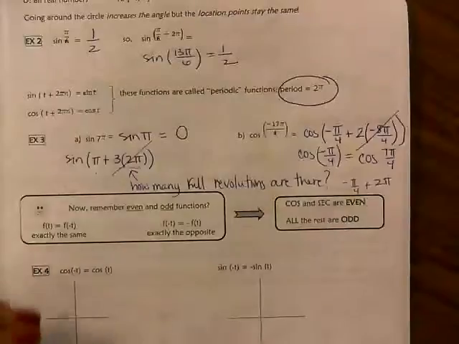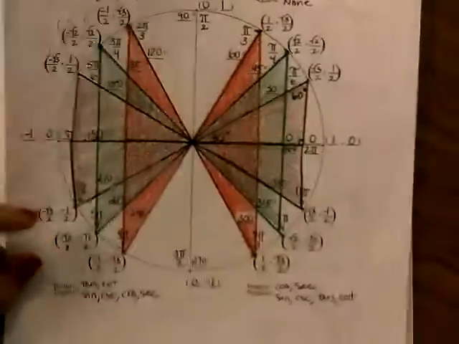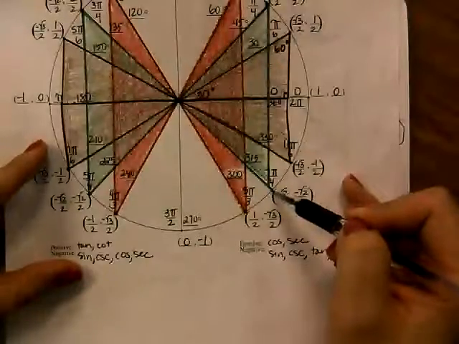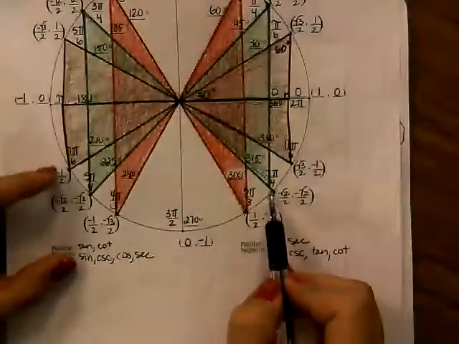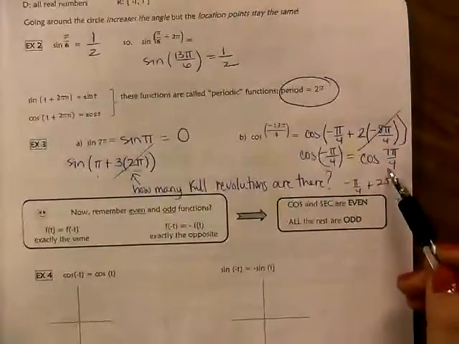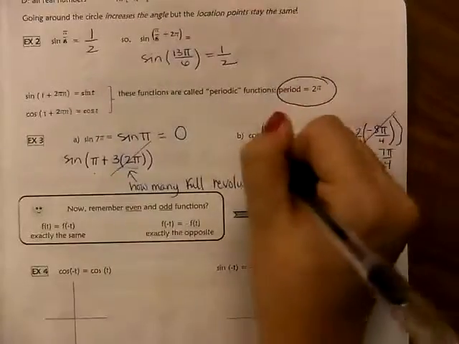Right? Or you can think about the circle. If you had a cosine of negative pi over 4, that just means you got to go backwards pi over 4 units. You'll notice that that is 7 pi over 4. So now you got to ask yourself, what is the x value at 7 pi over 4? Root 2 over 2.